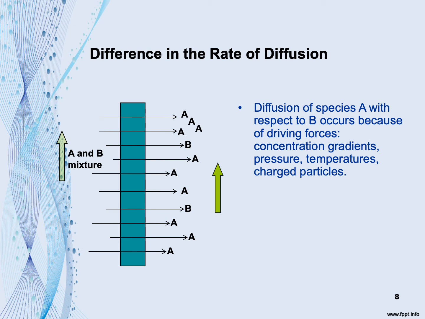Now, the diffusion of species A with respect to B will occur because of driving forces. So what are the driving forces? It can be a concentration gradient, pressure, temperature, or charged particles.